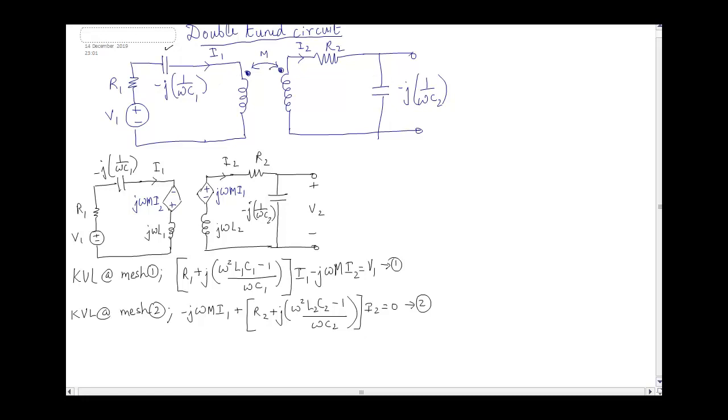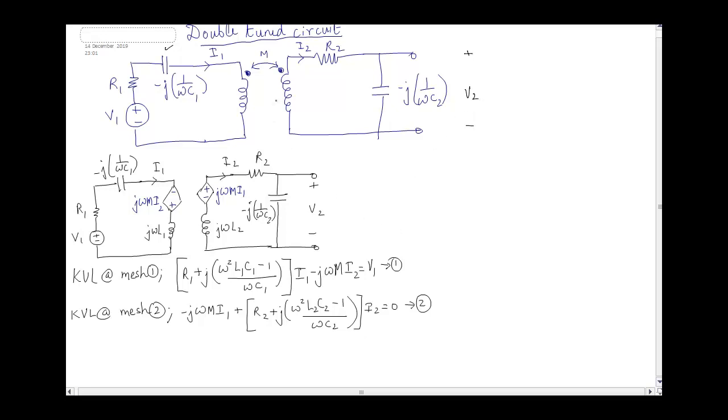Both the primary as well as the secondary have an LC tank circuit here. And our aim is to find out that when we give a voltage V1, will it amplify and appear at this point where we take out the voltage V2.